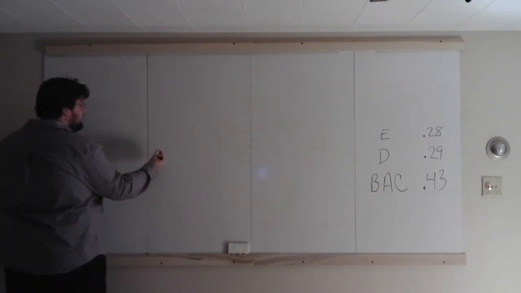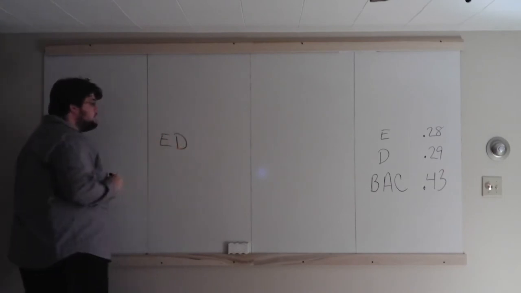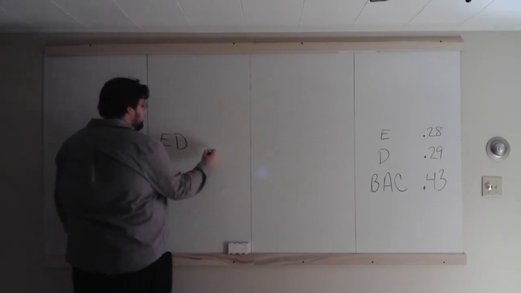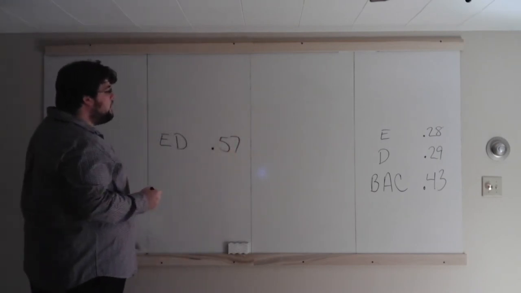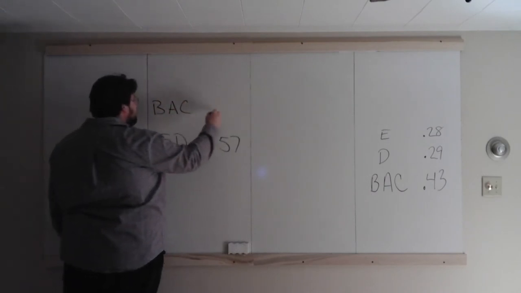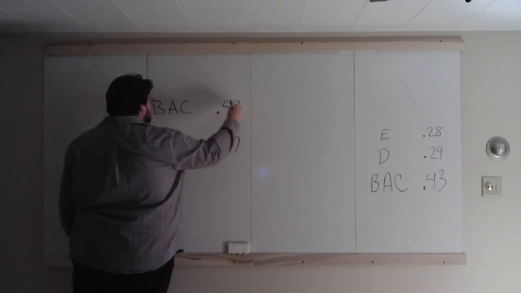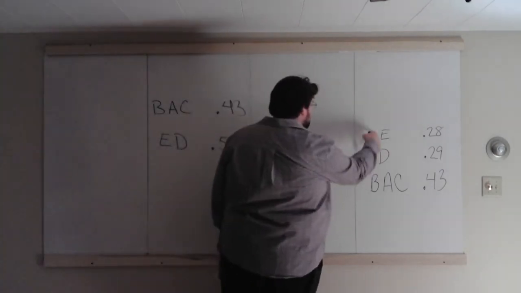So I'm going to write that here. The lowest two, ED, those add to 0.57. And then we have to put BAC back up here. BAC is 0.43, and that's less than 0.57, so we write it above. Notice we wrote ED because E is lower than D.